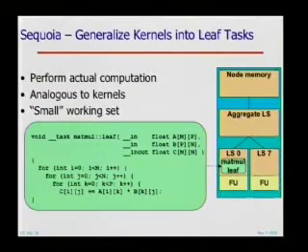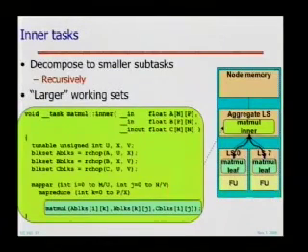Now, to get to that point, you wrote an inner task. And the inner task's sole job is to recursively subdivide the program to the point where everything fits in that bottom level memory, and then you can invoke the leaf task. And so this is the Sequoia code for the inner task, which is conceptually running in either the aggregate local store or the node memory. Right? You'll actually run this recursively.